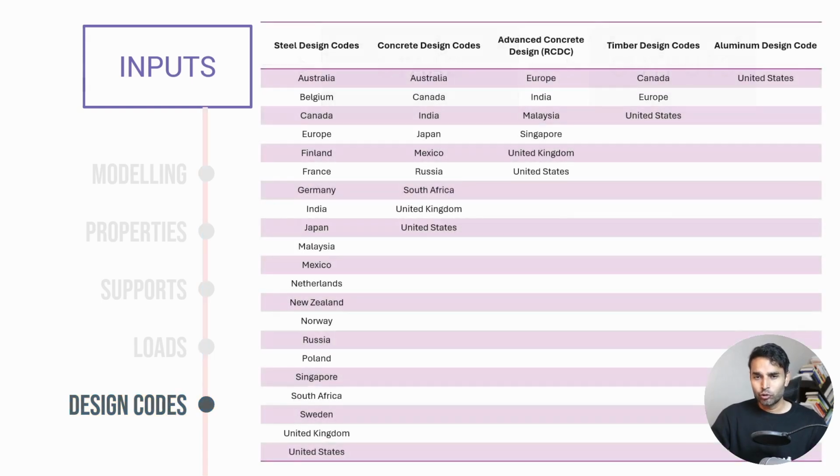Now, the different design codes which are available inside STAAD are as follows. If you go through STAAD, you'll find that we have steel design codes, we have concrete design codes. Now, concrete design codes are divided into two parts. We have concrete design codes, which are a part of STAAD itself. And then we have advanced concrete design, which is the detailing part, which is a part of RCDC. Since RCDC is a part of STAAD, this also is available inside the STAAD umbrella. We have timber design codes additionally and aluminum design codes.